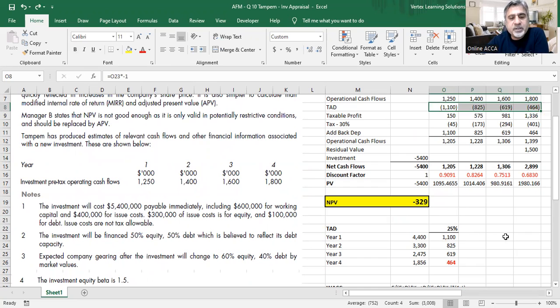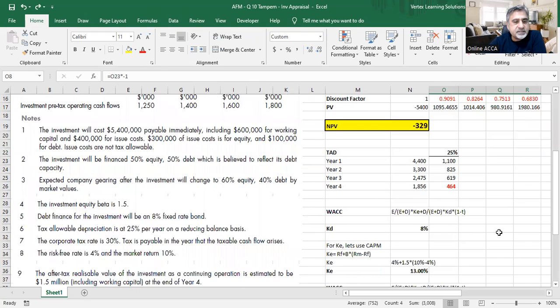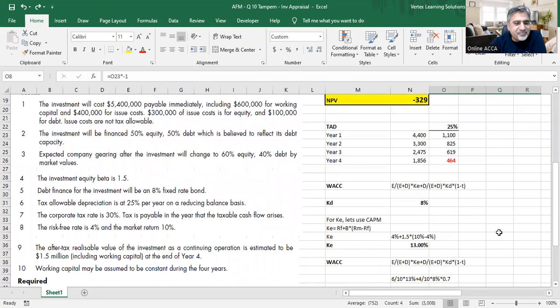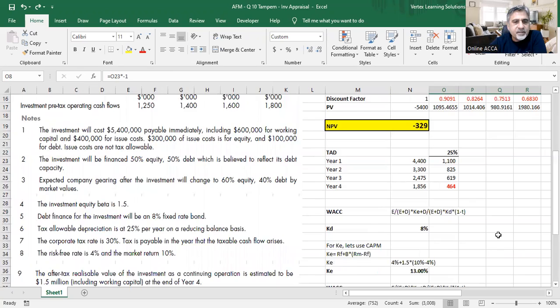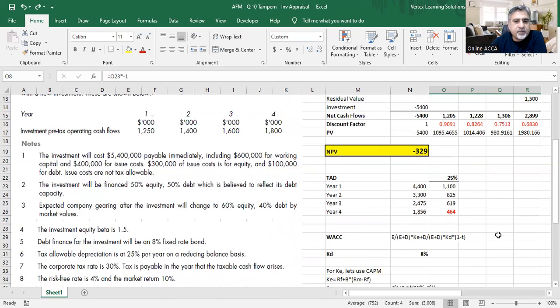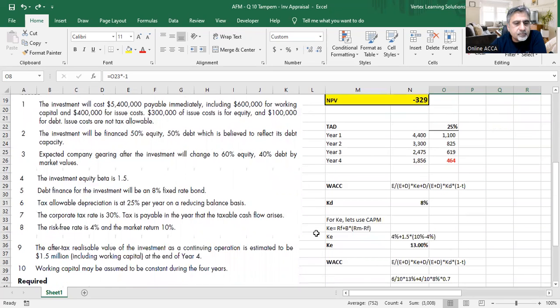Now what happened? They told you that you will recover this at the end of the life for 1.5 million. Where is 1.5 million given before? It's number 9, sir. Yeah, number 9. It says that at the end of the year, the after-tax realizable value of the investment as a continuing operation is estimated to be 1.5 million.